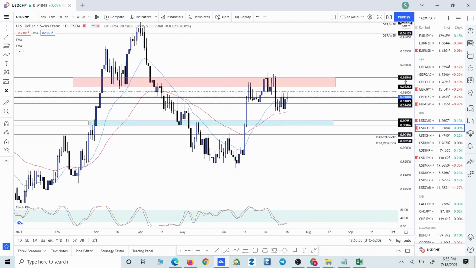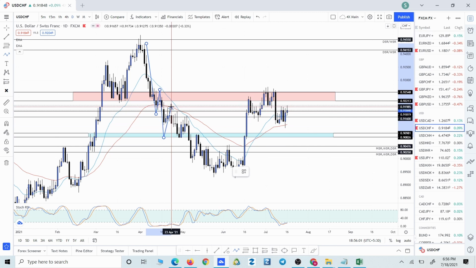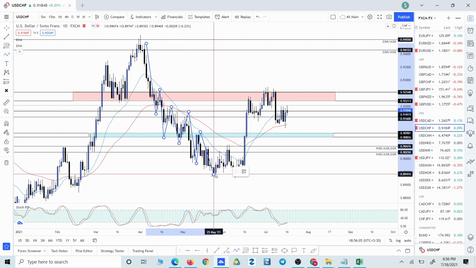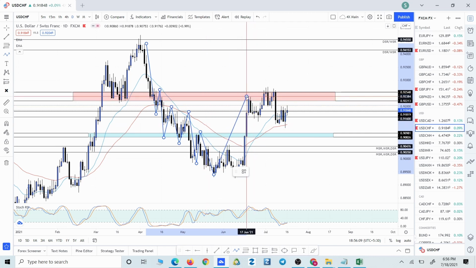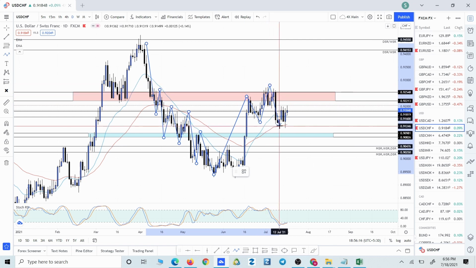On USDCHF, if we start from the top, we can see starting from here we have the low, lower high, lower low, lower high, lower low, lower high, lower low, lower high, lower low, and after that price broke above the previous high, made a higher high, higher low, and higher high. After making this higher high, price closed below the previous low.